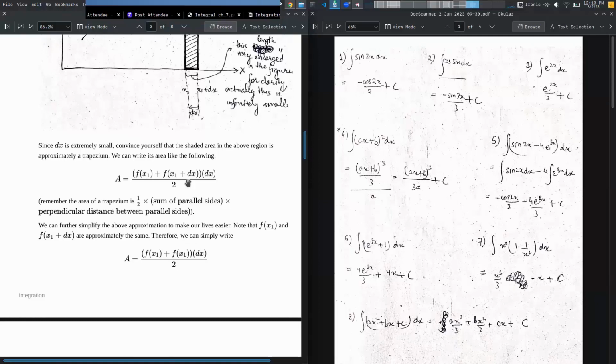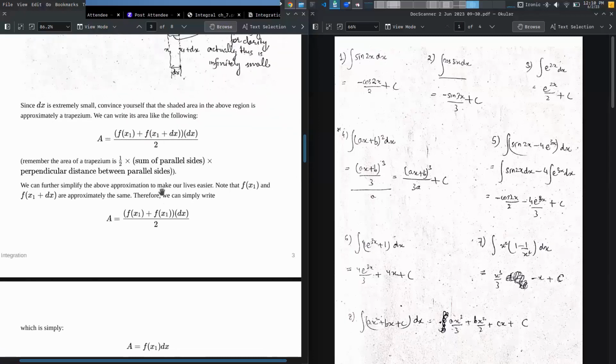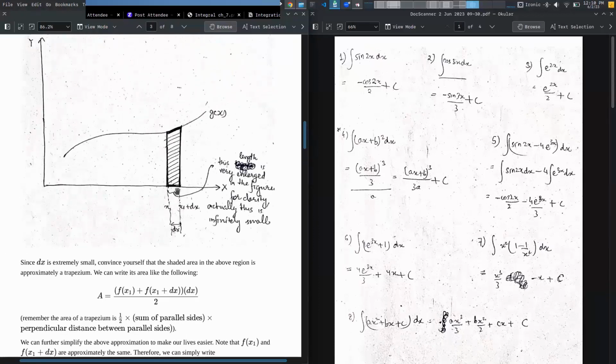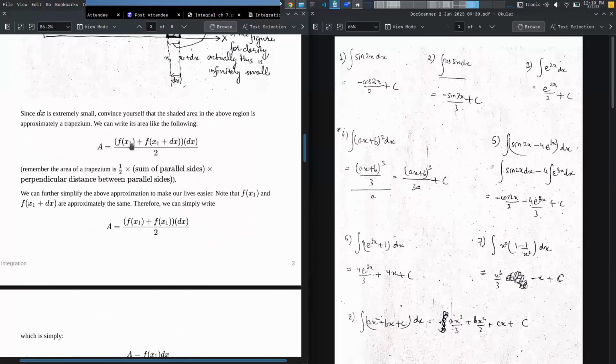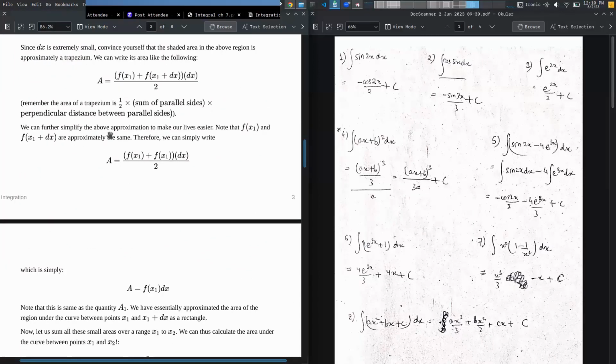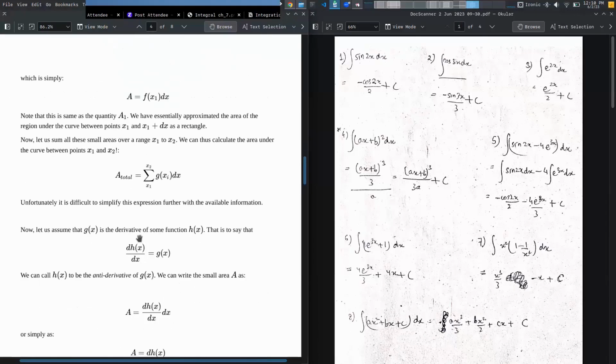You can convince yourself that the shaded area is approximately a trapezium. We can write its area like the following. You know the area of a trapezium is half into the sum of parallel sides multiplied by the perpendicular distance between the parallel sides, and thus we can write the area of the trapezium like this. We can further simplify the above approximation to make our lives easier. Notice that f(x1) and f(x1 + dx) are approximately the same. It's again because the gap is very small, and hence these two values are almost the same. Therefore, we can write f(x1 + dx) as just f(x1). And simplifying further, we'll just obtain a equals f(x1) times dx.